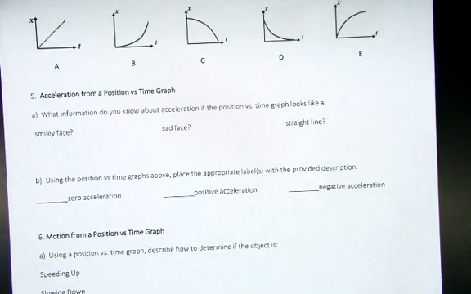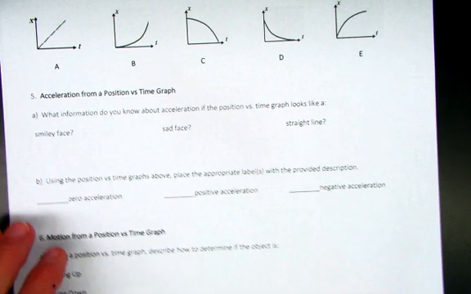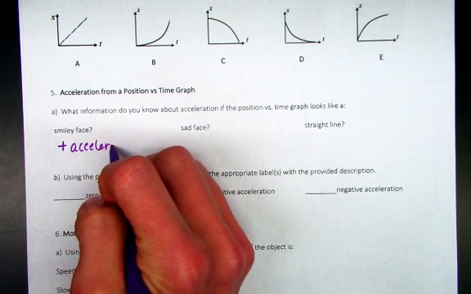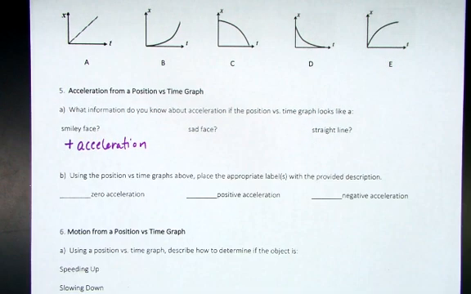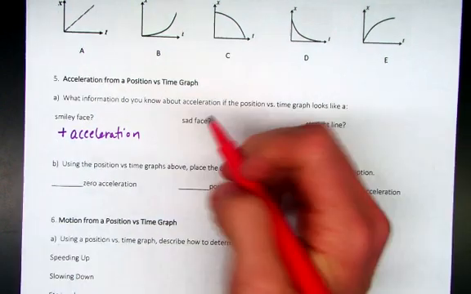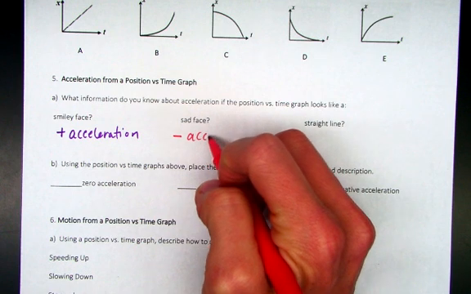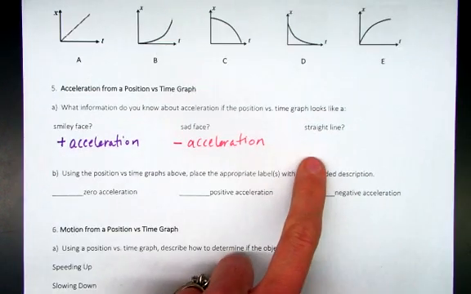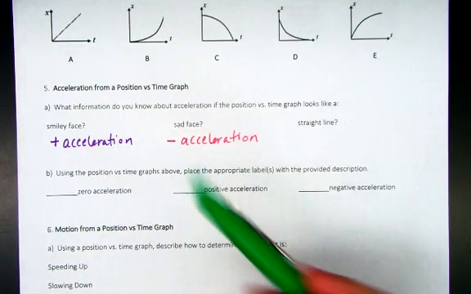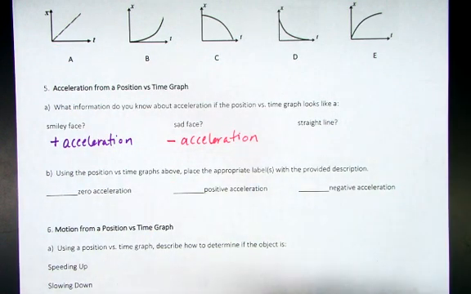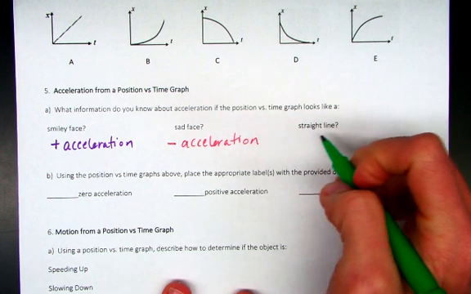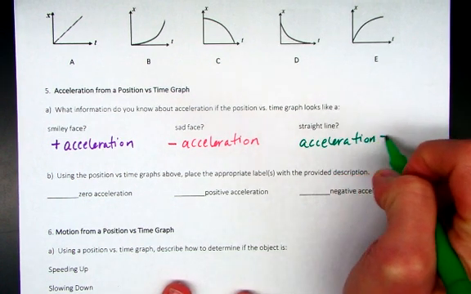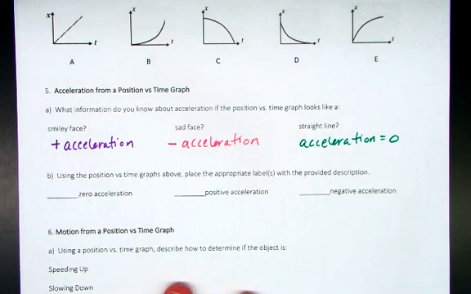So if we have a smiley face, this means that we have positive acceleration. If you have a sad face, that means you have negative acceleration. And if you have a straight line on a position versus time graph like this, that means your velocity is not changing. It's constant velocity. And so that means acceleration is equal to 0. So you have no acceleration.